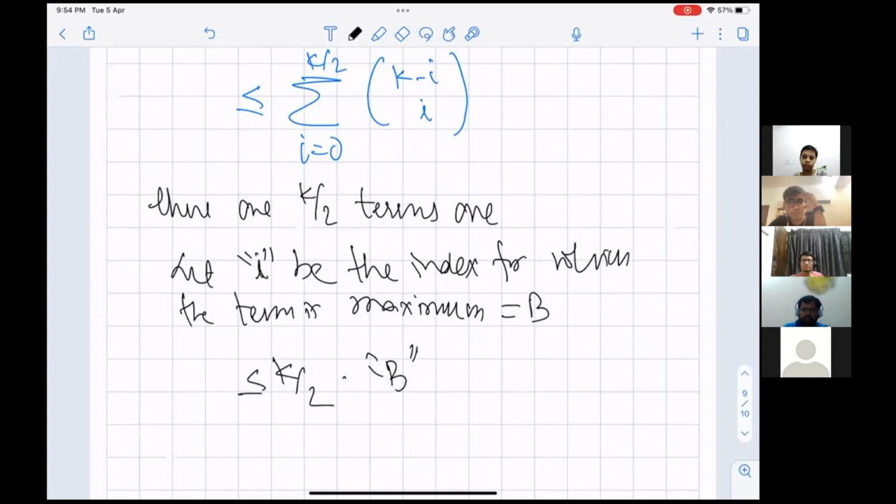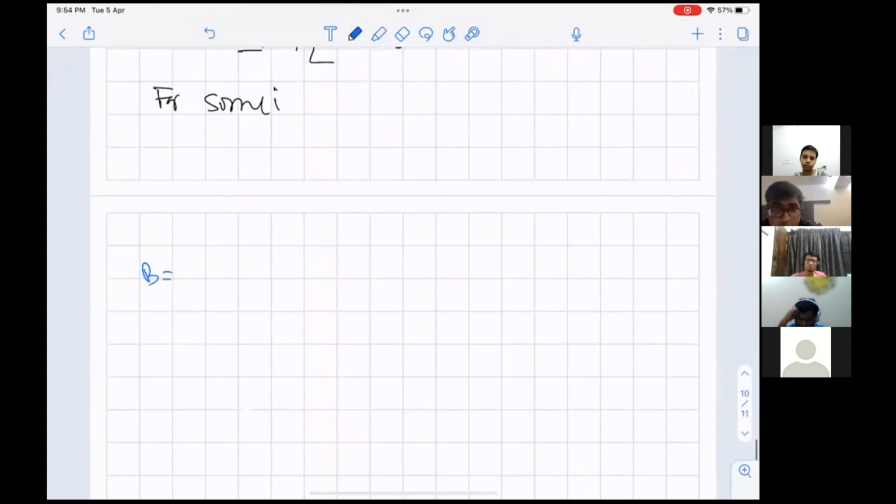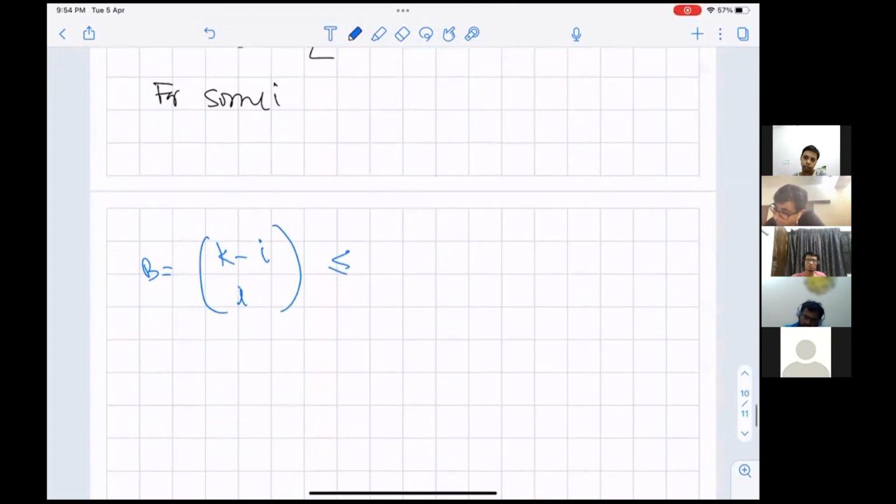I don't know what this value is. So let's say for some I, what is my b? Let's write it down. So b is equal to k minus I, choose I. I want to upper bound this. There are many ways to do it, but let me say this is less than or equal to (1 plus x) to the power k minus I by x power I.